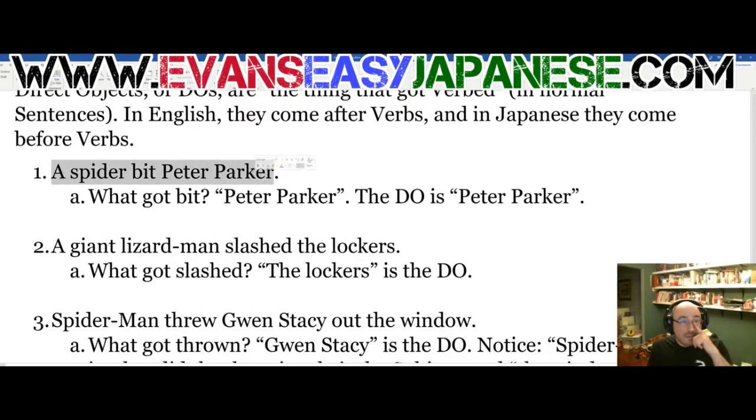A spider bit Peter Parker. This is a pretty easy sentence. So the thing that did the biting, the subject, is a spider, and the predicate is bit Peter Parker. And in the predicate, the direct object is Peter Parker because that is what got bitten. The subject, the spider, acted upon Peter Parker. Both of those explanations function properly. What got bit? Peter Parker. The DO is Peter Parker.